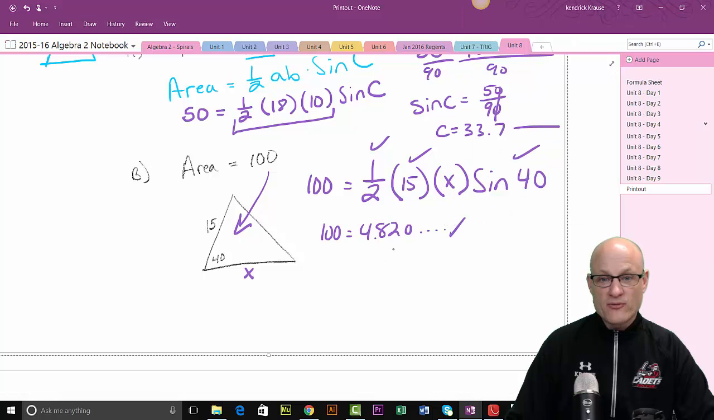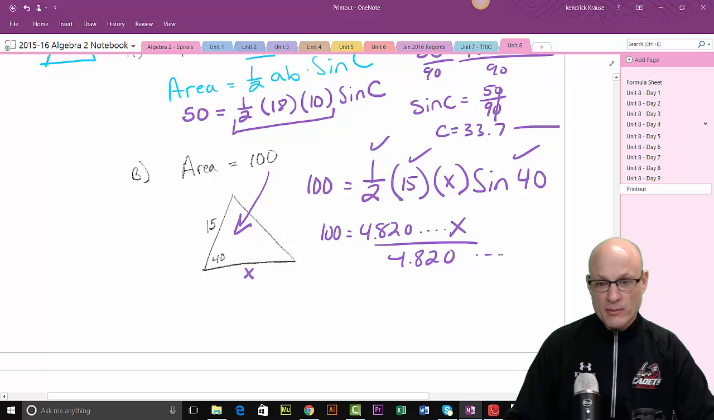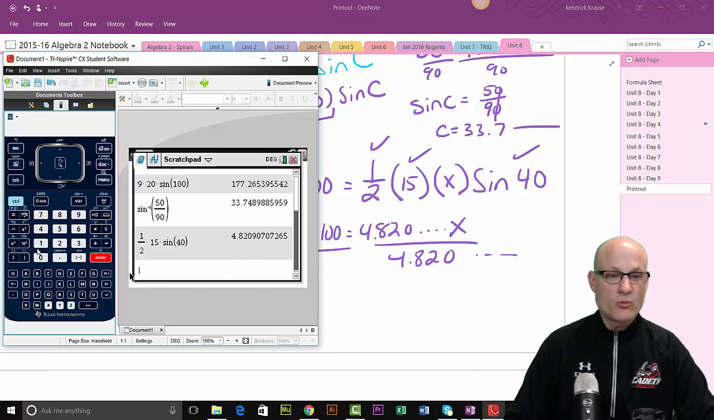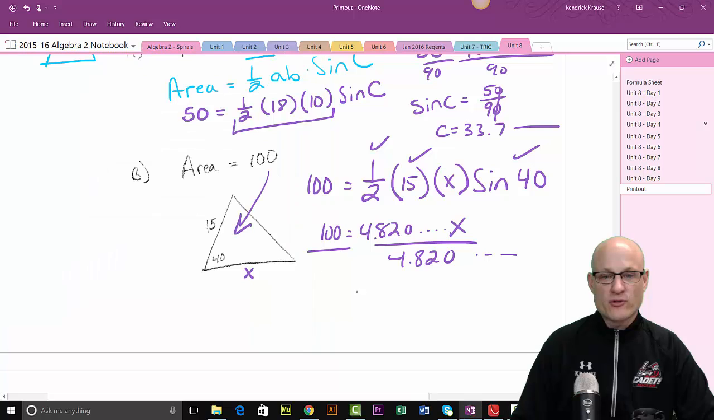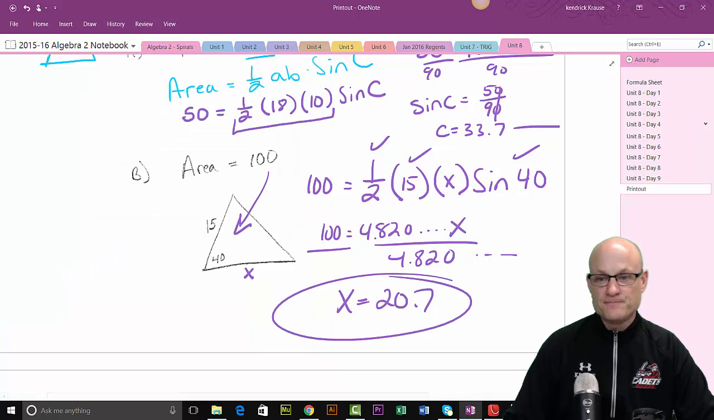Well, to get x by itself, I just divide by 4.820, blah, blah, blah, blah, divide by that number. So I come back to my calculator. I say, okay, calculator, 100, that's not 1,000, 100 divided by this equals 20.74. So x equals 20.7. So if you got that, great job.